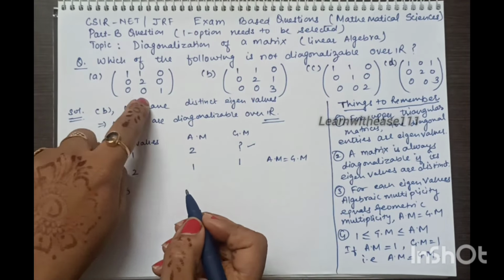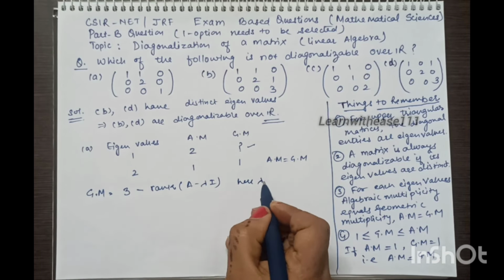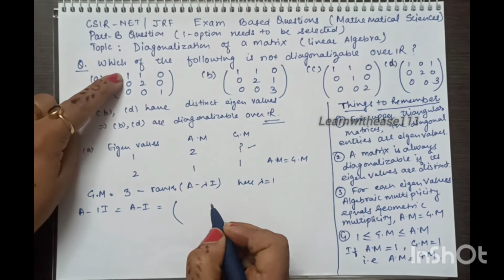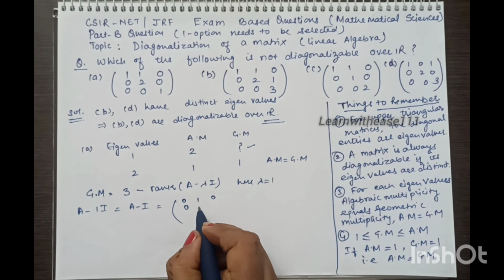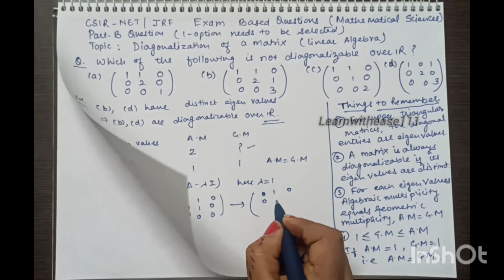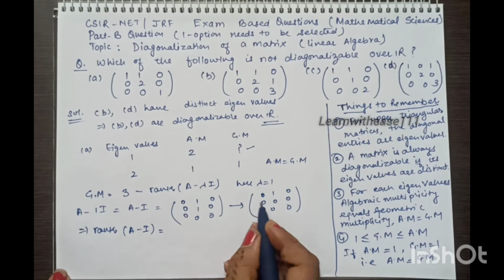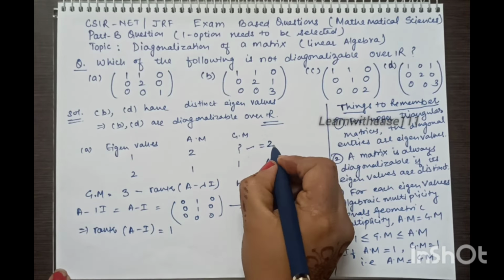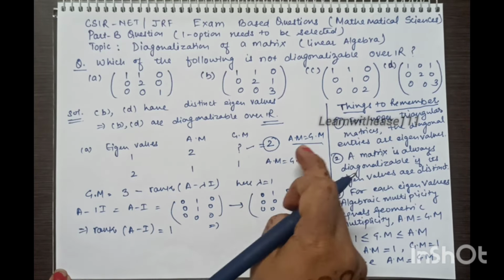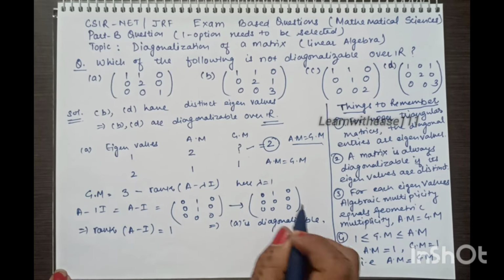3 minus rank of A minus lambda I, where 3 is the number of columns of the matrix, and lambda will be the specific eigenvalue for which you are looking for GM, and A minus 1I will be here. After calculation and row reduction we can find the rank. Rank of this matrix is 1, so substituting rank here, 3 minus 1 is 2. So in this case also AM is equal to GM. So A is also diagonalizable by property 3, which we have discussed.